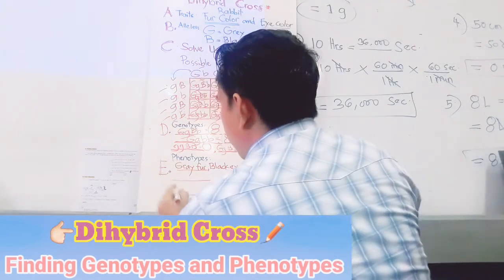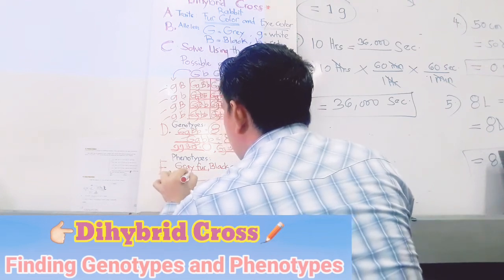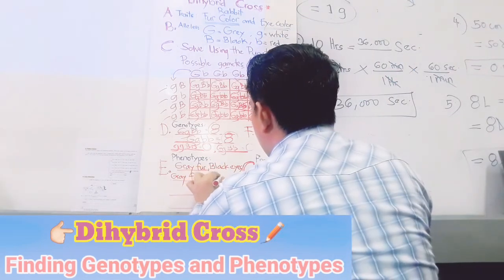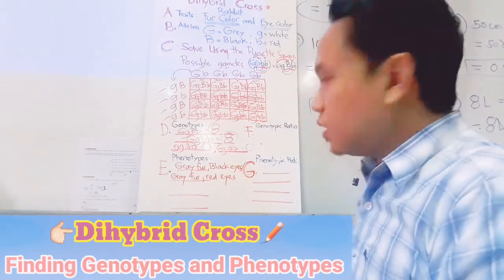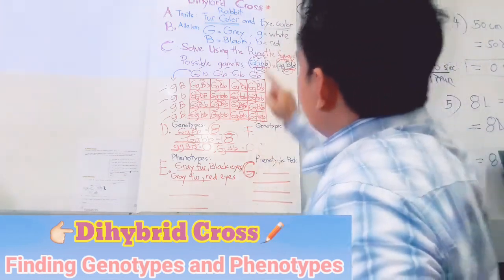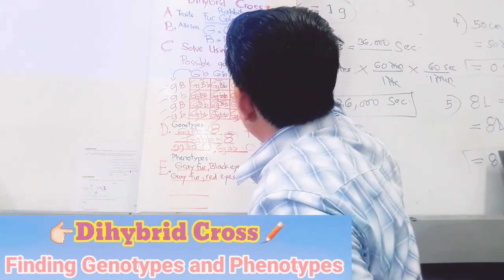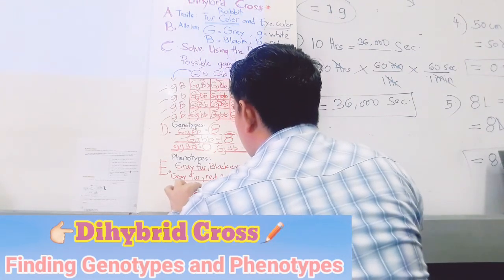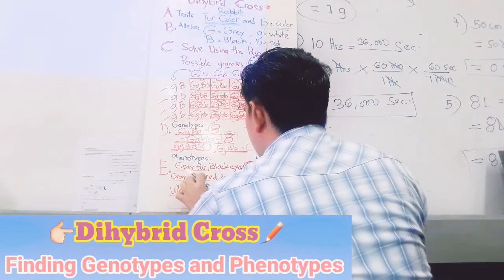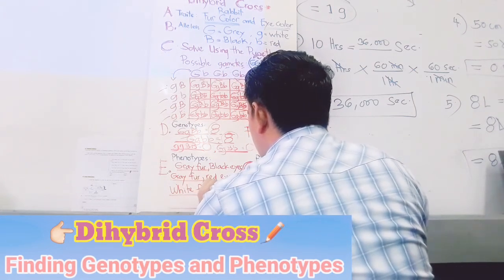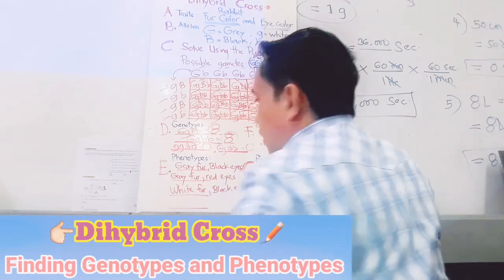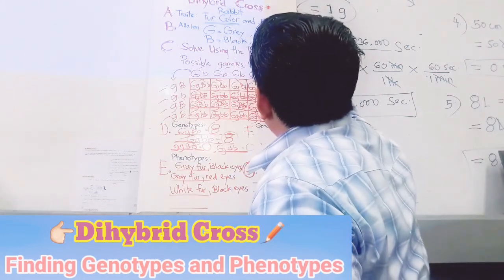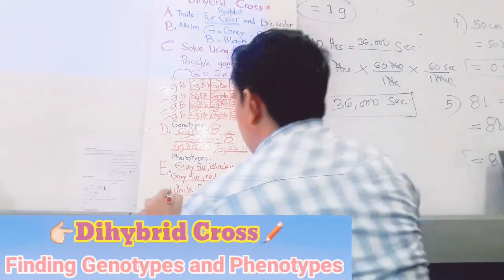Okay, so next one we have gray fur and red eyes. So this is the second appearance. The other one we have white fur and black eyes. Okay, there it is. And the last one, so the fourth phenotypes we have white fur and red eyes.